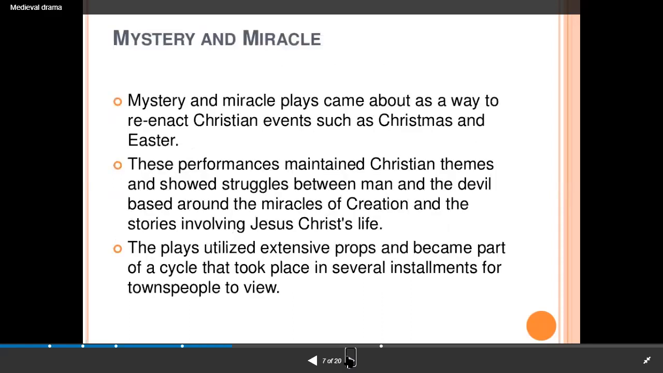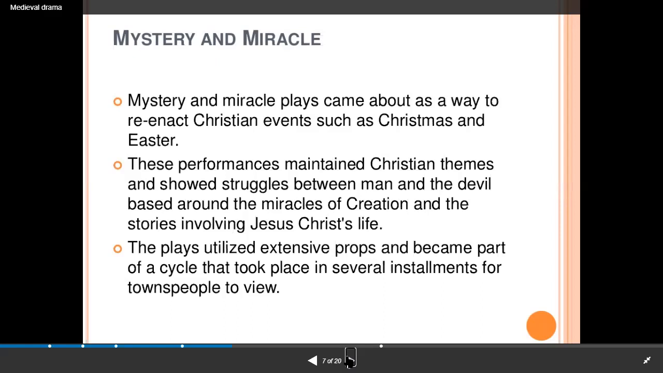Mystery and miracle plays. As you can see, mystery and miracle plays came about as a way to reenact Christian events such as Christmas and Easter. Many students believe that these Christian traditions came from these plays. Yes, you're right, the modern celebrations that we see have a lot of similarities to the ancient plays. They were Christian celebrations driven by different religious norms. These performances maintained Christian themes and showed a struggle between man and devil, based around the miracles and stories involving Jesus Christ.